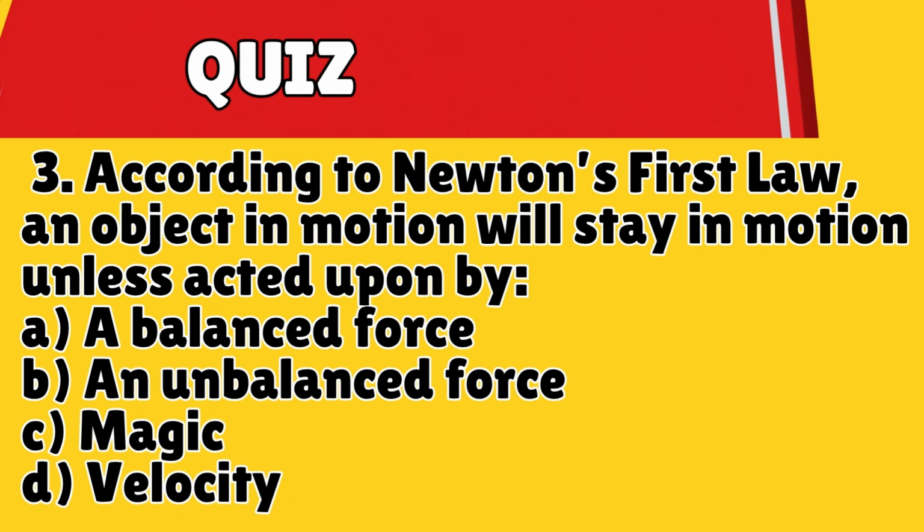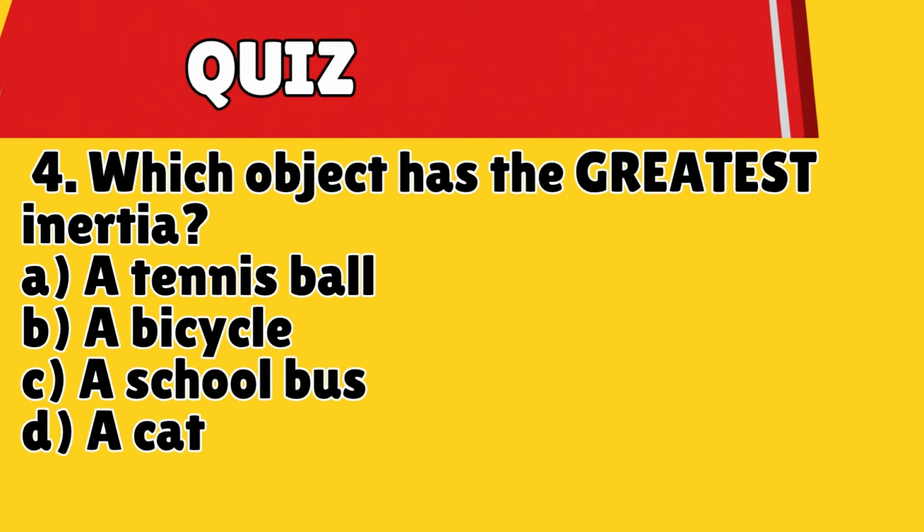Number 3. According to Newton's first law, an object in motion will always stay in motion unless acted upon by A. A balanced force, B. An unbalanced force, C. Magic, D. Velocity. Number 4. Which object has the greatest inertia? A. A tennis ball, B. A bicycle, C. A school bus, or D. A cat.